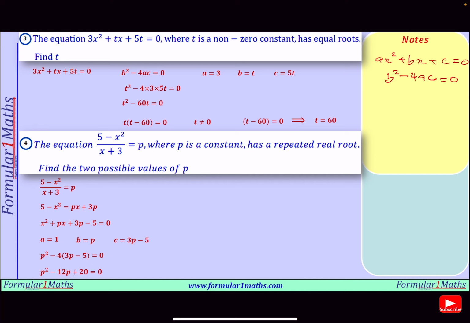We need to solve for p, and therefore we need to factorize this equation. When we factorize, we are going to get (p minus 10) times (p minus 2) equals 0. Then we solve to get p is equal to 10 and p is equal to 2. And these are the two possible values of p for that equation.